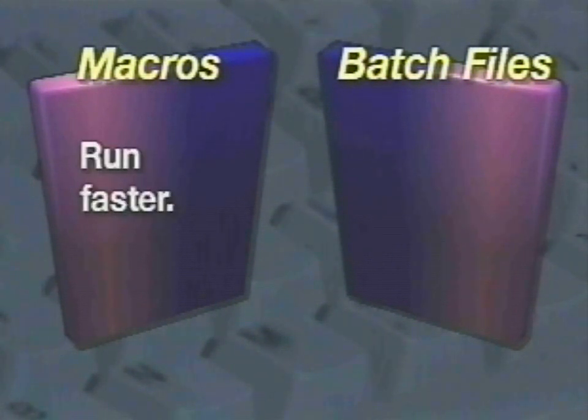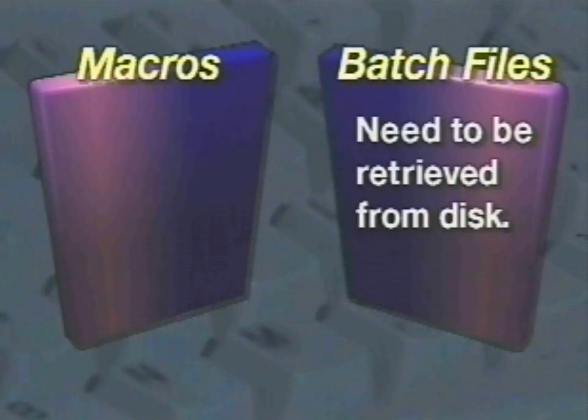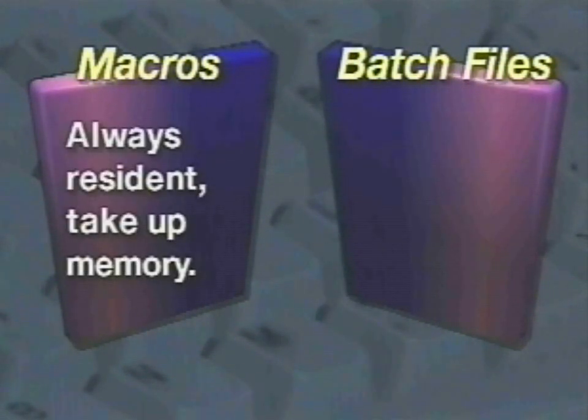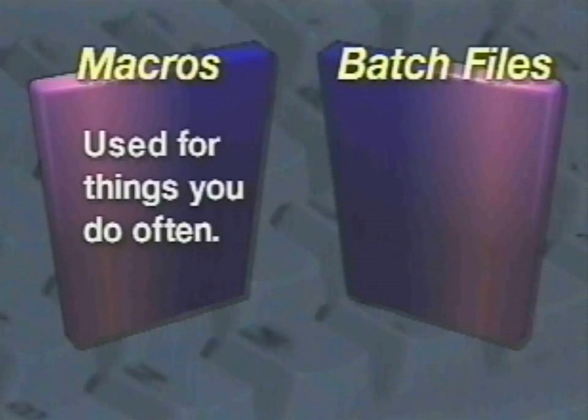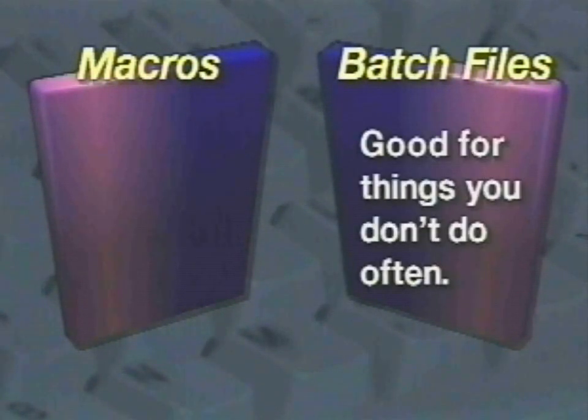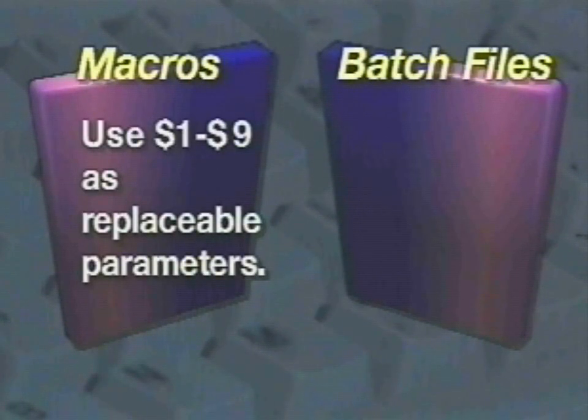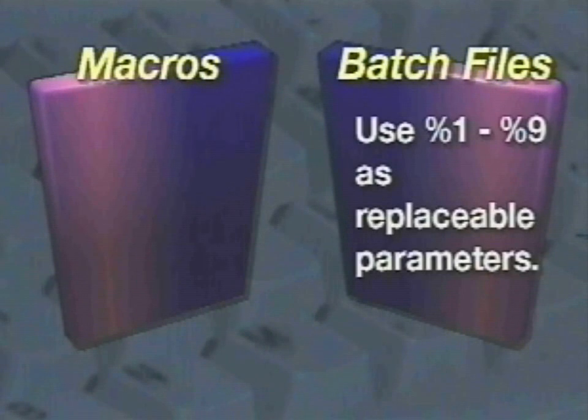Macros are loaded into RAM and thus can be retrieved faster than an equivalent batch file, which must be loaded from disk. But because of this, macros are always taking up memory, and batch files don't use memory until they are retrieved from disk. You want to use macros for things you do often in a work session, and batch files for things you don't do often. One more thing I should mention. Macros use $1 through 9 for replaceable parameters. However, batch files use $1 through 9 for replaceable parameters.